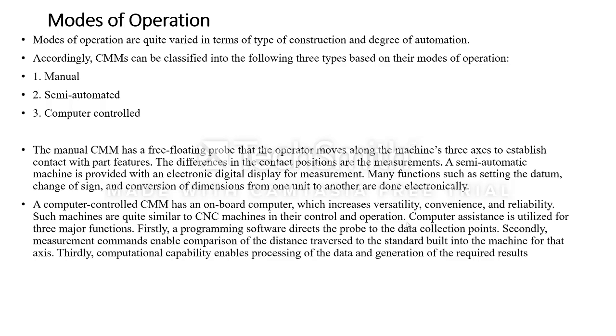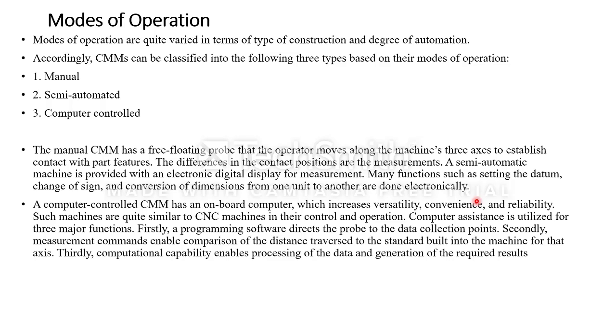In the manual operation of a coordinate measuring machine, the operator can freely move the probe along the machine in 3 axes to establish contact with the workpiece. The differences in contact position are the measurements. A semi-automatic machine is provided with an electronic digital display for measurements, as well as some other functions like datum setting, change of sign, conversion of dimension from one unit to another unit. With one electronic button, he can change it in the semi-automated mode.